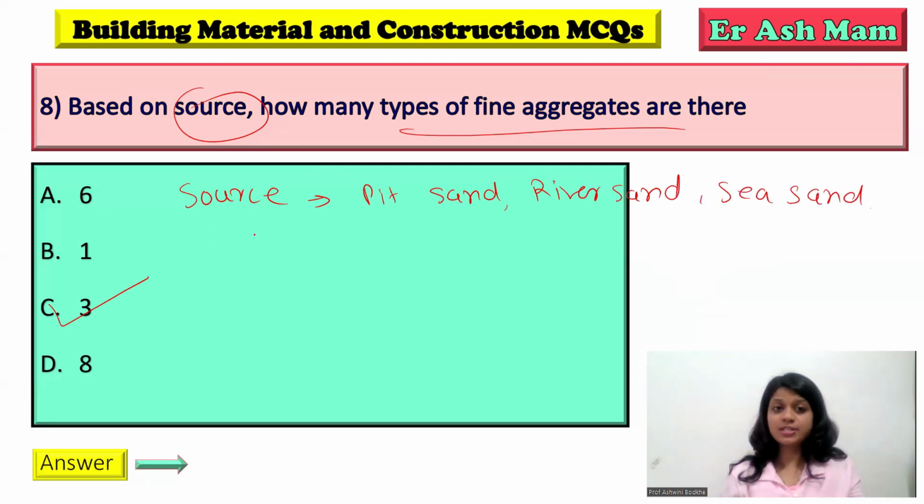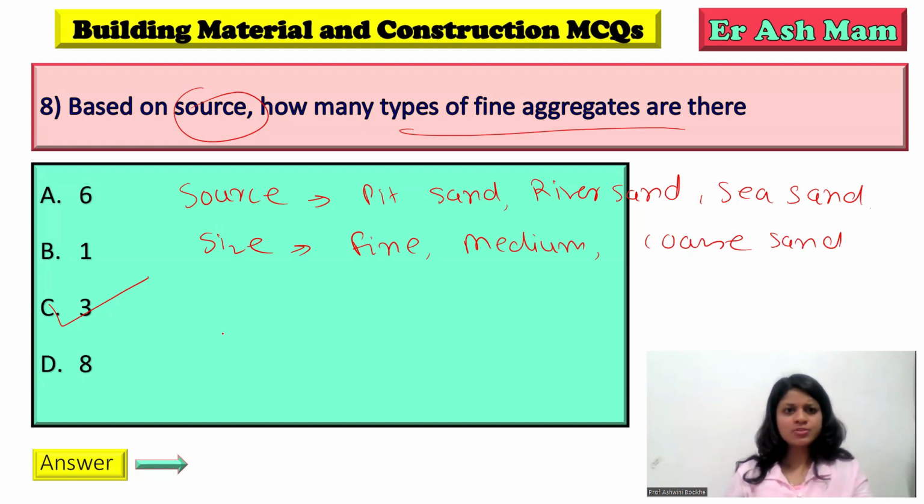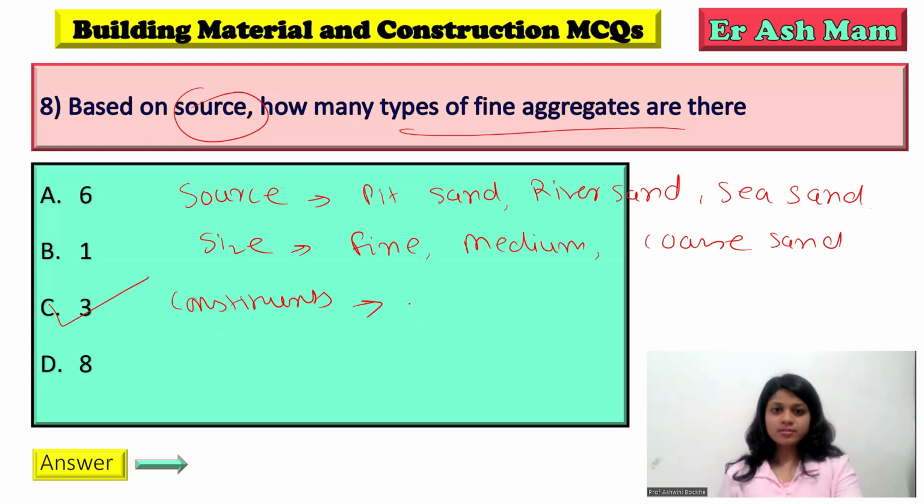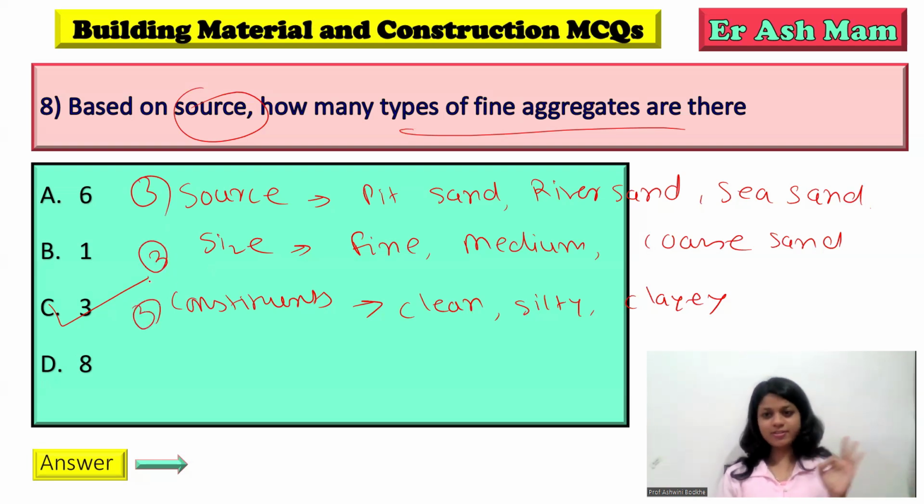Next, based on size, we know there are fine sand, medium sand, and coarse sand. There is one more category, based on constituents: clean, silty, and clay. So according to source there are three categories, according to size again three, and by constituent three. Again, the answer is 3 here.